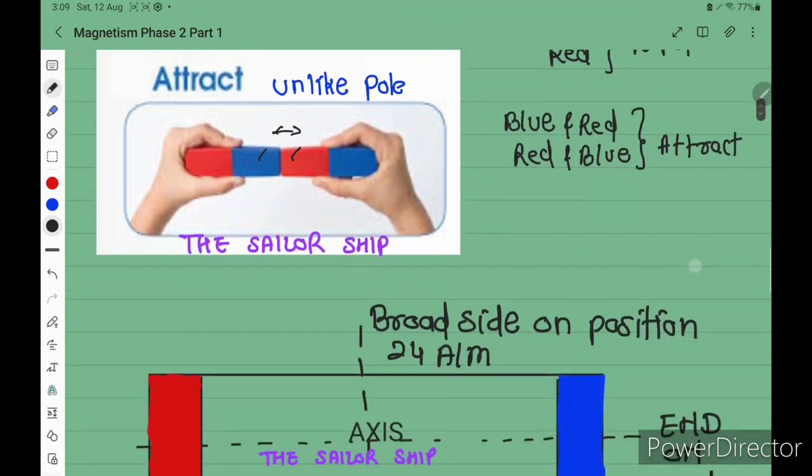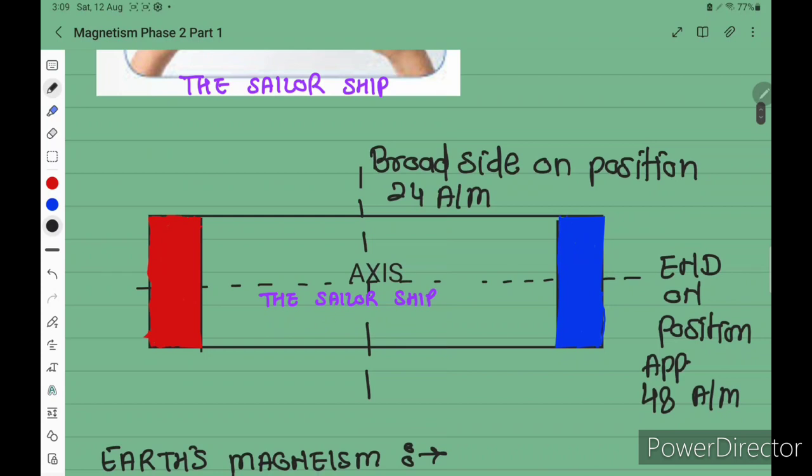Now the other thing is, if you put the magnet and the axis in the center line, the broadside-on position is less than, or you can say the end-on position is twice the broadside-on position. Okay, so this is 48 approximately and this is 24, so the end-on is twice the broadside-on position.